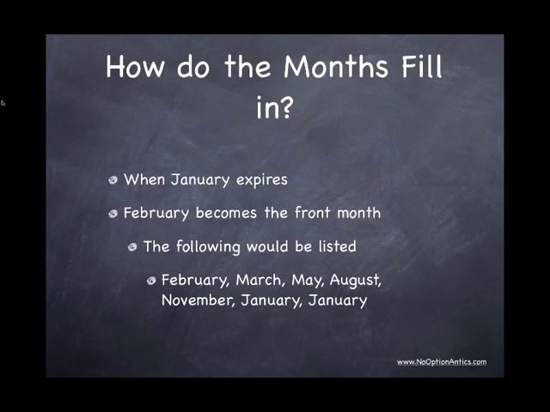Now, how do those months fill in? You'll see that we had a gap between some of the months. So what's going to happen is when January expires, February will become the front month or the near-term month. So all options will have the February option listed. They will have the very next month, which will be the March option, and their next cycles, and so on. So this is how the options fill in.